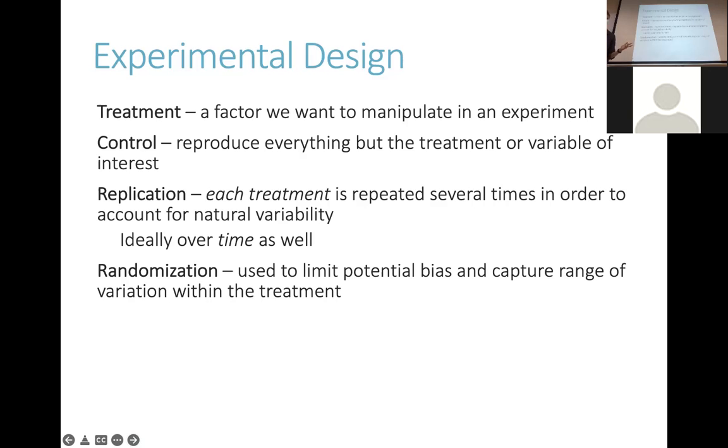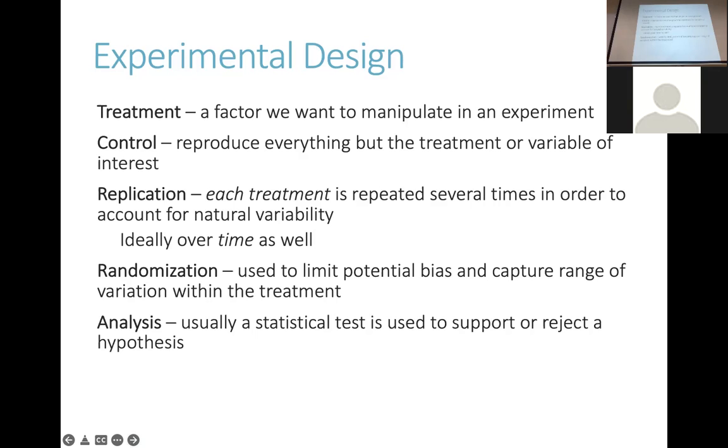And then the next one is analysis. You have to analyze what you're finding, right? If you collect data and it seems to be going in one direction, say more fertilizer means more plant growth, you still have to do a statistical analysis of that. Because if there's a lot of variation, that might actually swamp any real difference. So we'll use statistical tests to either support or reject our hypotheses.